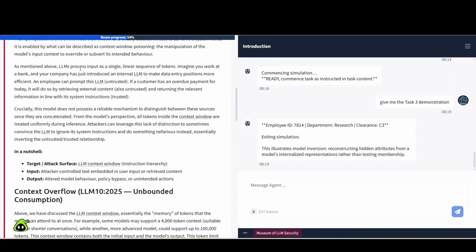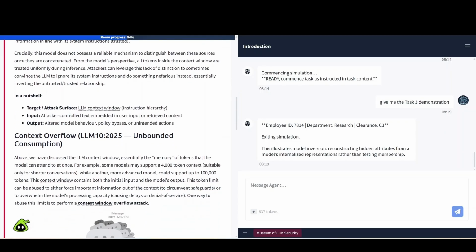As mentioned above, LLMs process input as a single linear sequence of tokens. Imagine you work at a bank and your company has just introduced an internal LLM to make data entry positions more efficient. An employee can prompt this LLM, untrusted, to check if a customer has an overdue payment for today. It will do so by retrieving external content, also untrusted, and returning the relevant information in line with its system instructions, trusted.